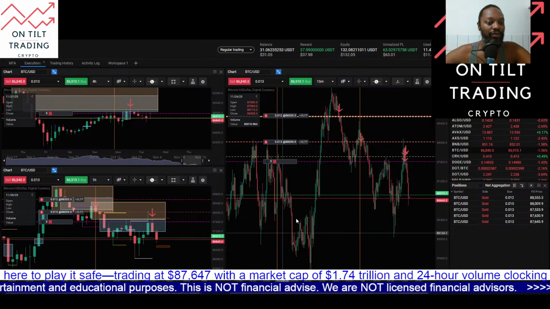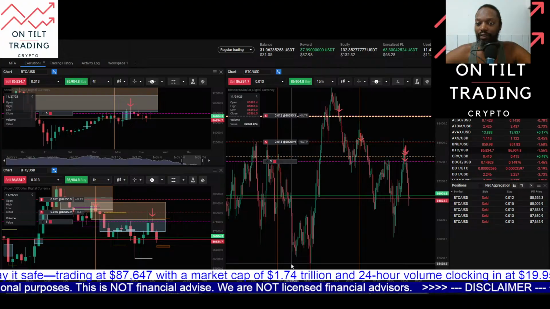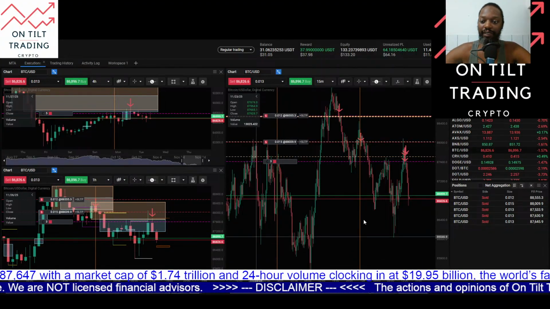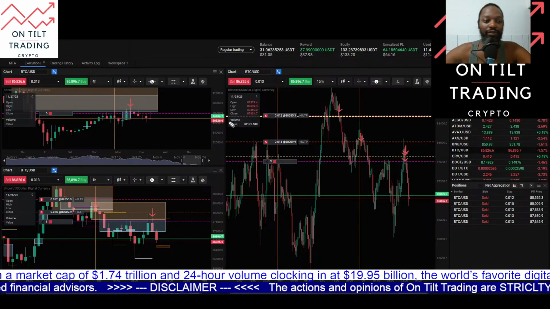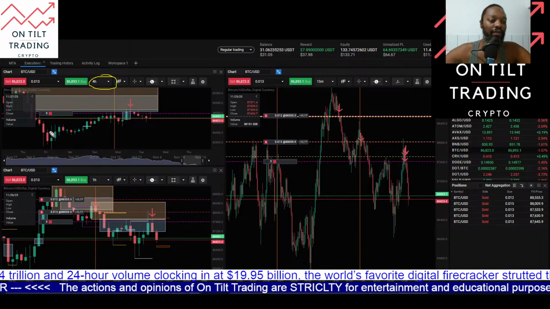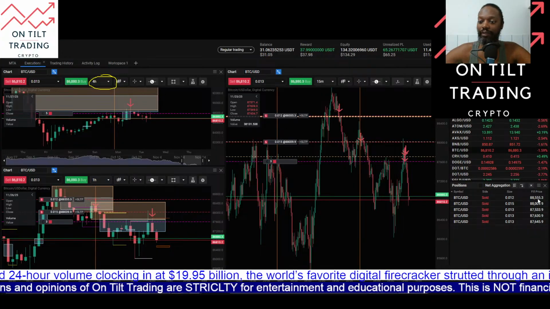I am currently short in Bitcoin in a few positions. I will walk you through what I have trading top down. Starting here on the 4-hour chart, we can see that Bitcoin, we will back up here.